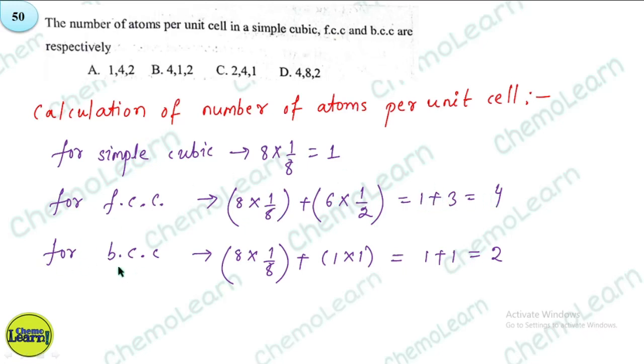For BCC, body centered cubic lattice, we have atoms at the corners and at the body center, and you know the body center has complete contribution of 1, so it will be 8 into 1 by 8 plus 1 into 1, 1 plus 1 will be 2. So 1, 4, 2. So the correct option will be 1, 4, 2. Option A is the correct one.